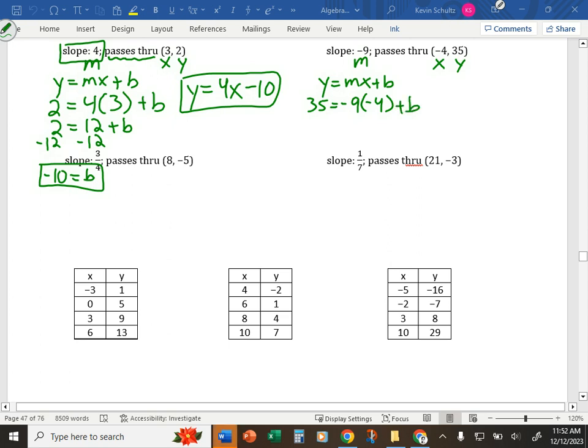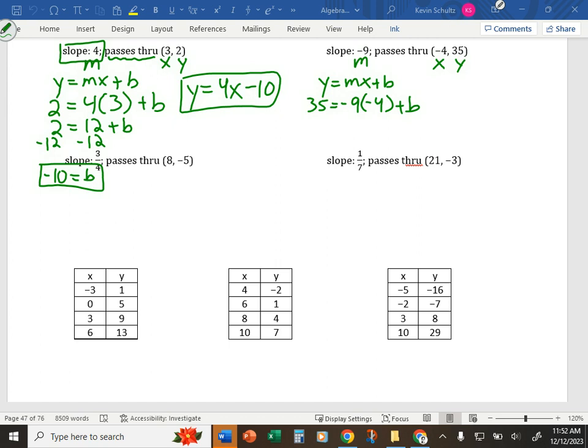Excellent. Okay. 35 is the value for y. That's the y value of the ordered pair that goes in for y here. Negative 9 is the slope that's given to you. Negative 4, the x value of the ordered pair, that goes in for x, and we're solving for b. Same setup as we just did here.